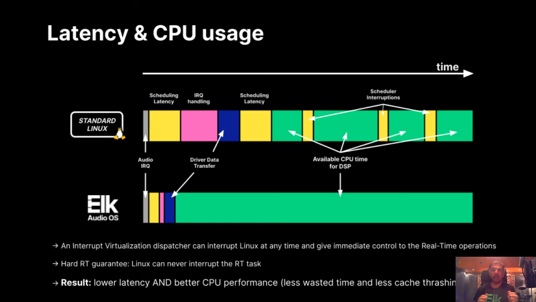The main reasons for ELK's efficiency are the Xenomai real-time scheduler and the custom audio driver stack that we built on top of it. With traditional Linux, here on the top bar, it takes a non-deterministic amount of time to serve the interrupts coming from the audio device. And then the operating system can interrupt the important DSP processing task, here in green in this diagram, during execution. With ELK instead, we have hard real-time guarantees, and as a result, we get both better latency and more CPU time available for running complex CPU loads.